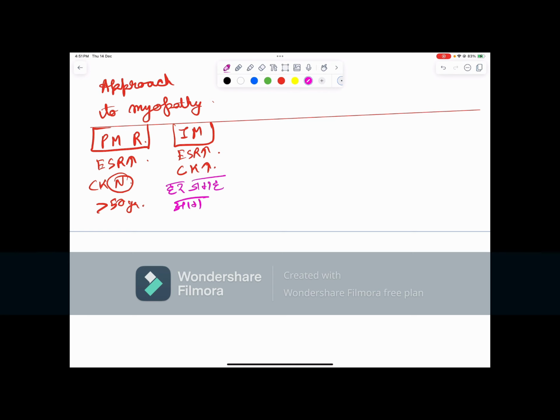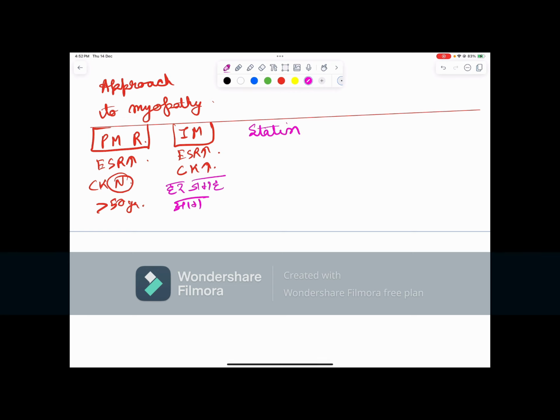So in that, ESR is raised and creatine kinase is raised. Now we move on to steroid myopathy. In steroid myopathy, steroids are themselves given to lower the immune response. So definitely ESR would decrease, creatine kinase would decrease, and there would be nothing significant here. Now we come to the statin myopathy.